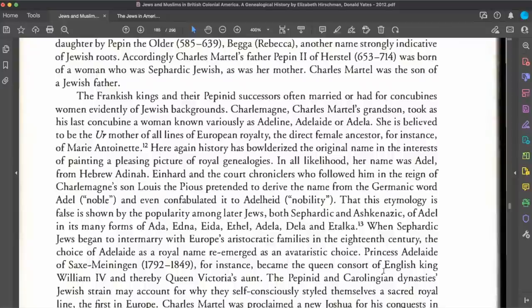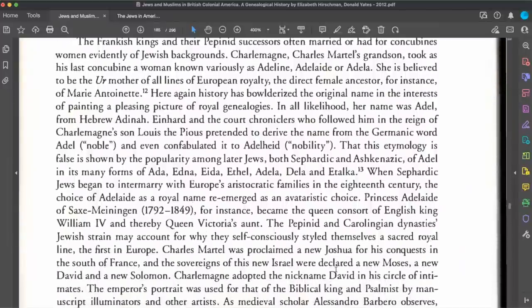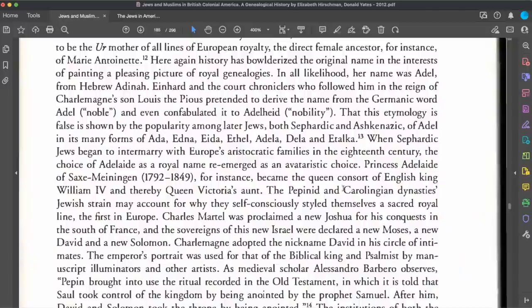When Sephardic Jews began to intermarry with Europe's aristocratic families in the 18th century, again, when Sephardic Jews, we're talking about people of color here, began to intermarry with Europe's aristocratic families in the 1700s, the choice of Adelaide as a royal name reemerged as an atavistic choice. Princess Adelaide of Saxe-Meiningen, 1792 to 1849, for instance, became the queen consort of English King William IV, and thereby Queen Victoria's aunt.